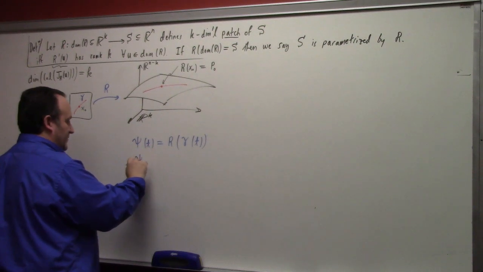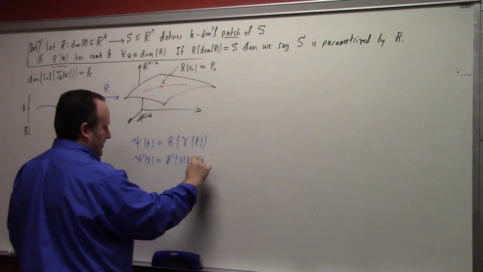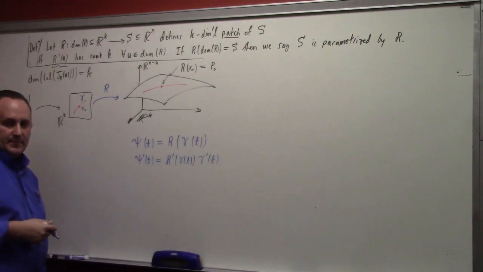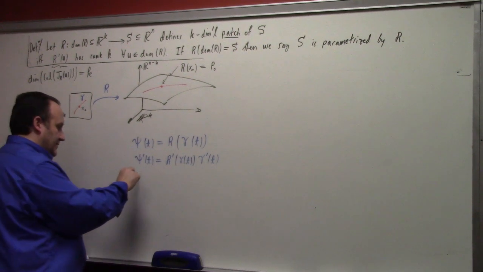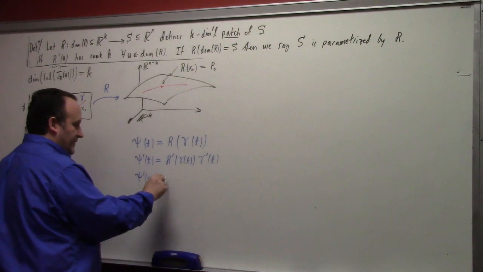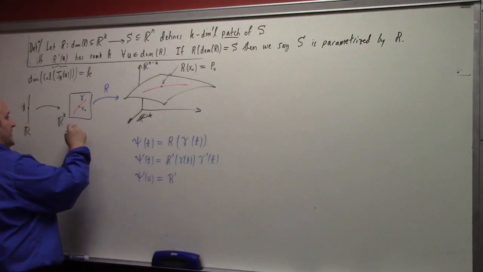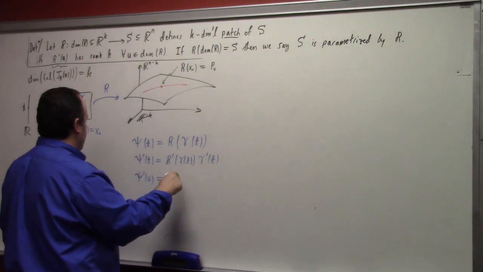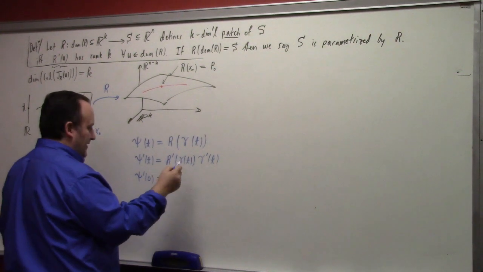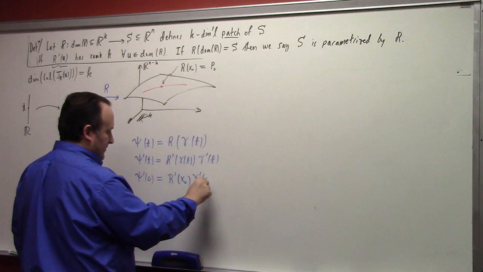Like how does this go? Well, psi prime of t is R prime of gamma of t times gamma prime of t by the chain rule, where of course that's understood to be the Jacobian matrix, and we're talking about column matrix multiplication here. And if I look at psi prime of 0, that's R prime of gamma of 0, and I'm going to assume that gamma of 0 is x naught. So when I plug in gamma, that would be x naught, right, and then of course I've got my gamma prime of 0.